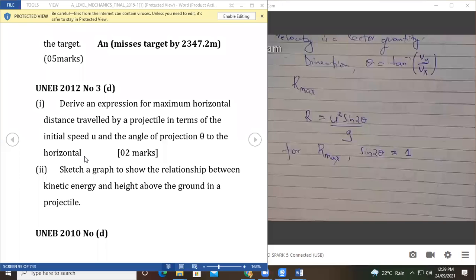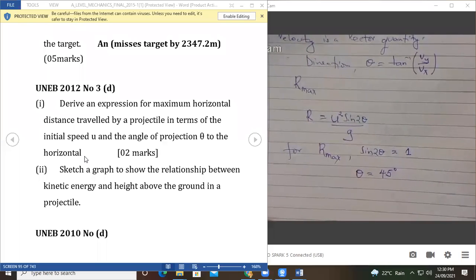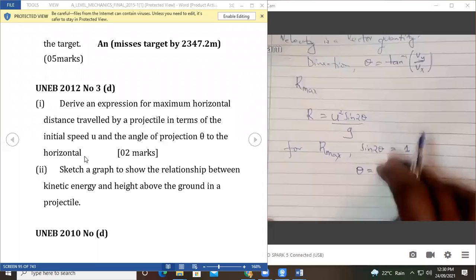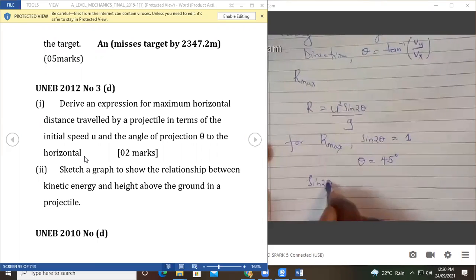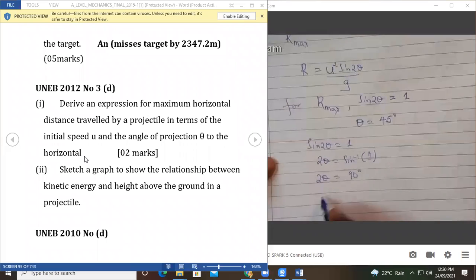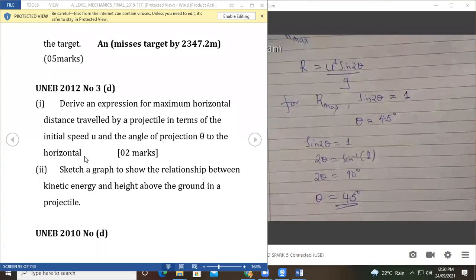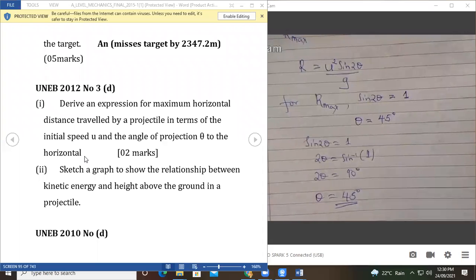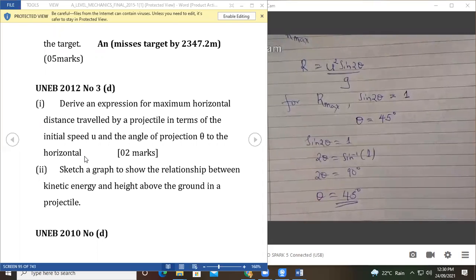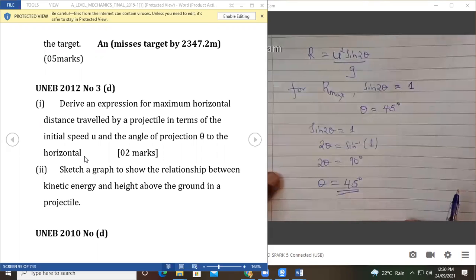Now, since they have told you the angle of projection theta to the horizontal, you work it normally, which means the angle of projection theta must be equal to 45 degrees. I've explained why we are getting 45, because sine 2 theta equals 1. When you get 2 theta, you get the sine inverse of 1. Sine inverse of 1 is 90 degrees, which gives theta equal to 45 degrees. Members, have you seen that? That's what they wanted you to derive. So you work from first principles. You start by drawing your projectile trajectory, then you derive those formulas.